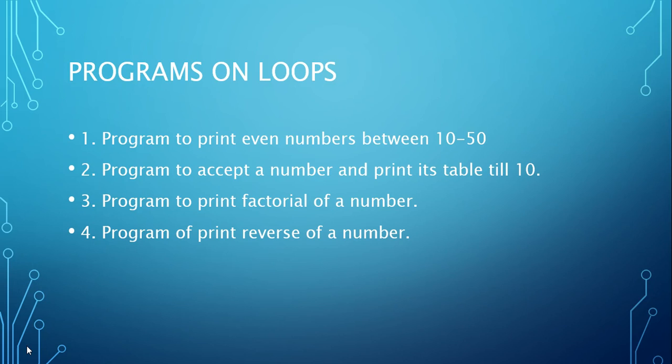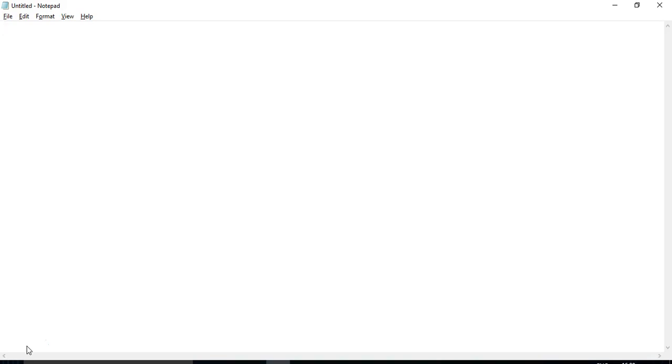So I have 4 programs with me. We will be using different loop statements to execute these programs. The first one is a program to print even numbers between 10 and 50. Now suppose we don't use loops, then we will have to use system.out.println and print all the even numbers between 10 to 50 individually. But using loops makes your work easy because you just have to set the counter to the starting value and to the finish value, and accordingly it will keep printing the numbers that many times.